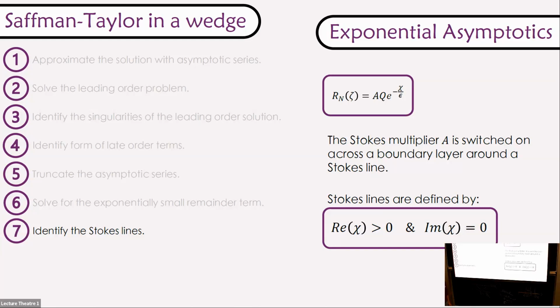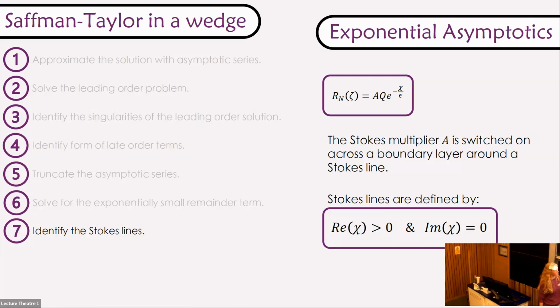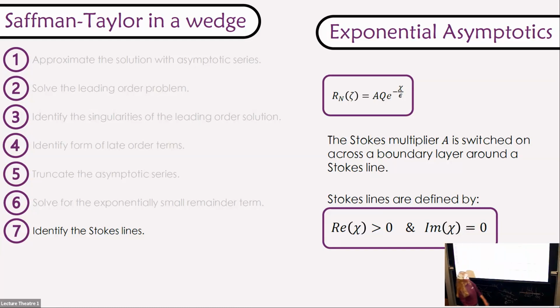Okay, we're nearly there. So now we want to analyze these exponentially small terms. So what happens is that the Stokes multiplier A, which is the prefactor multiplying the remainder term, can be either really, really small or kind of algebraically big. And it switches size. We say it's switched on when we cross one of the Stokes lines in the complex plane. And it turns out that the Stokes lines are defined by the real part of chi being positive and the imaginary part of chi being 0.